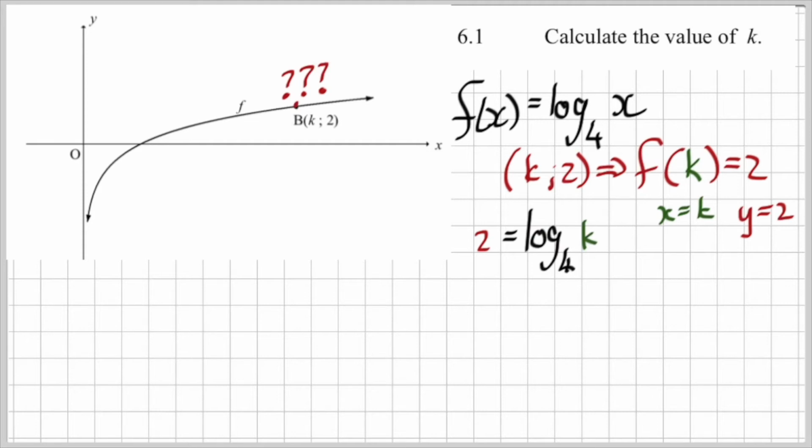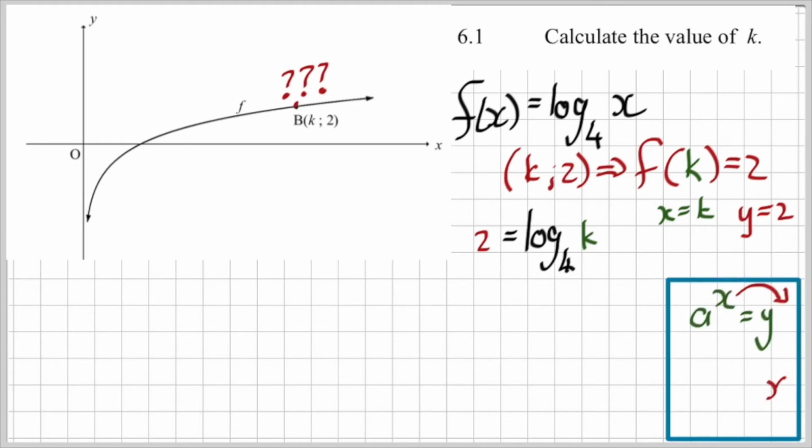I'm going to make x k and I'm going to make y 2. But for me to actually answer this, I've got to remember how to rewrite from logarithmic to exponential form and vice versa. So if I've got a to the x equal to y, okay, that maybe went a little bit fast. So let's backtrack a little bit.